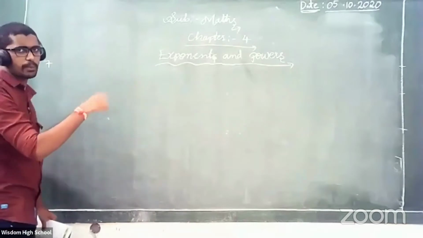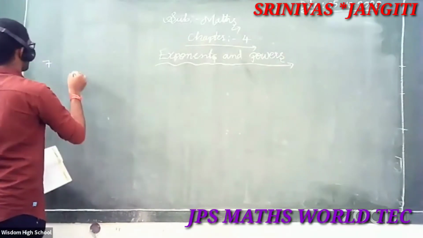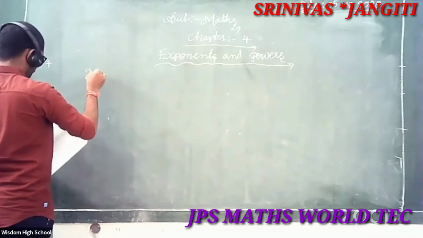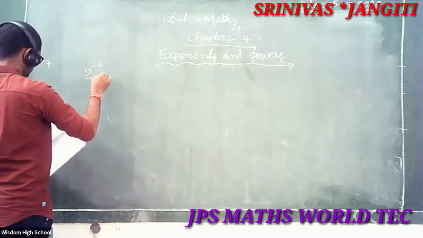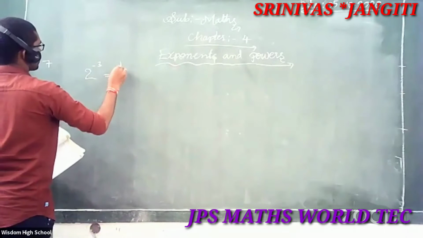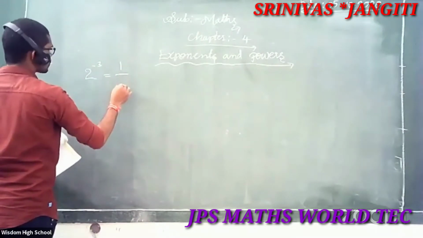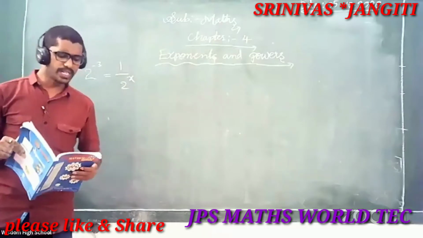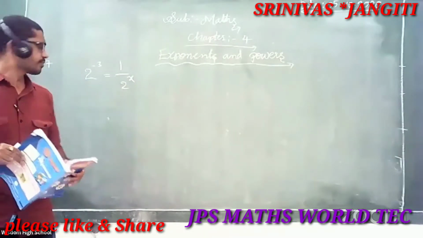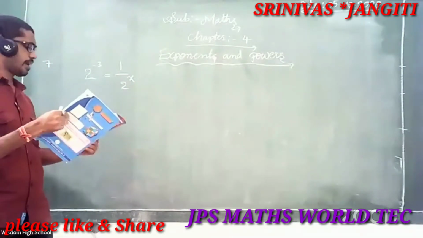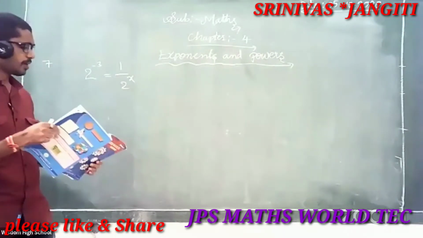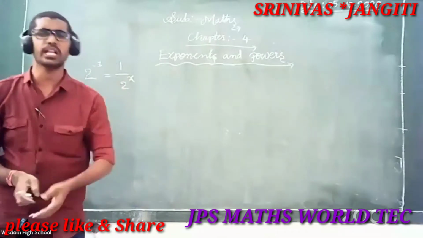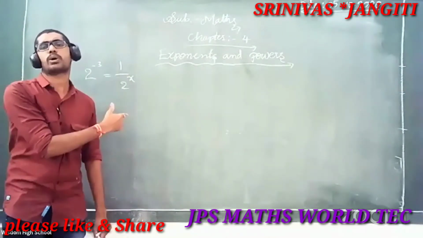Problem number 7. Find x if 2 to the power of minus 3 is equal to 1 by 2 to the power of x. It's very easy. Find x if 2 to the power of minus 3 is equal to 1 by 2 to the power of x. It is a simple and very easy problem, right?